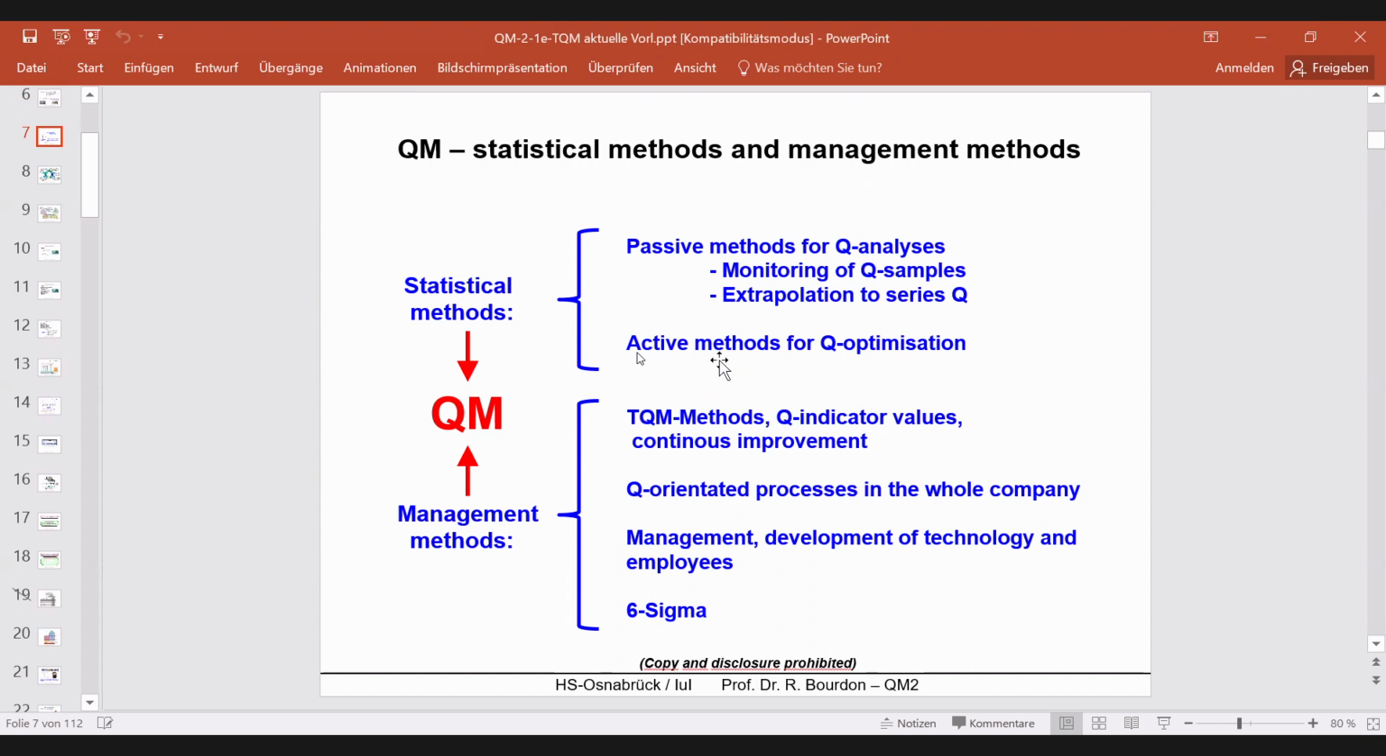Quality optimization. These are not passive methods, only measurement of the quality performance and monitoring. These are active methods. Here we have a variation of parameters, of factors, of process parameters to find a process optimum, the highest quality level which is possible.